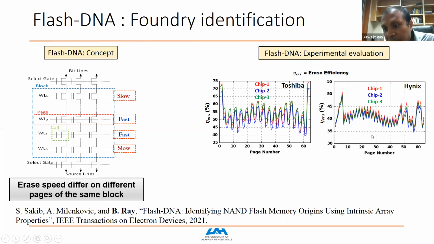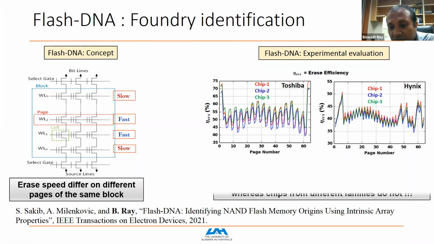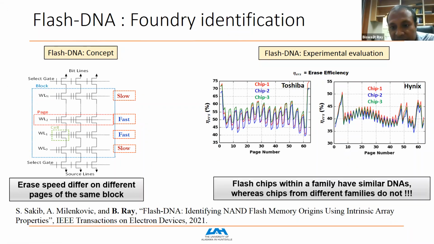So we gave it the name DNA because we can identify a family of chips coming out from the same foundry. Okay, so this DNA is nothing but a signature for a unique family. If you change the family, even within Toshiba, right? Toshiba can have multiple foundries, multiple fab locations. Based on that, this signature will change. Okay, so this work has been published in TED, and it is not yet online. It will come online very soon, but I can give you a preprint if anyone is interested in this work.